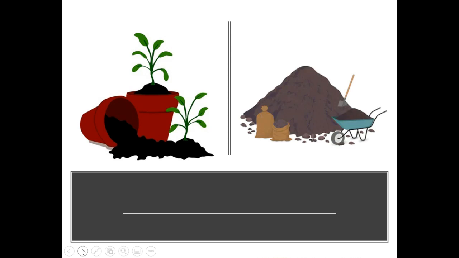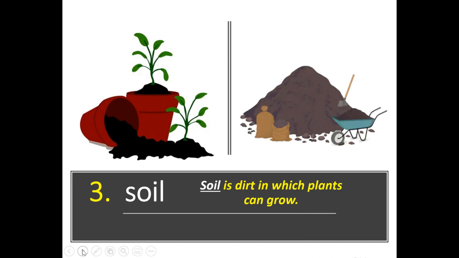So, how are these pictures the same or similar? They both show soil. Soil is dirt in which plants can grow. So a synonym or word that means the same is dirt.